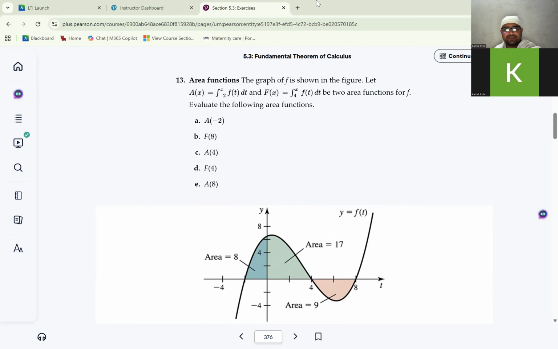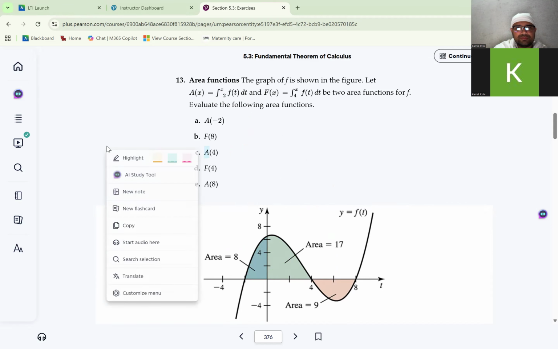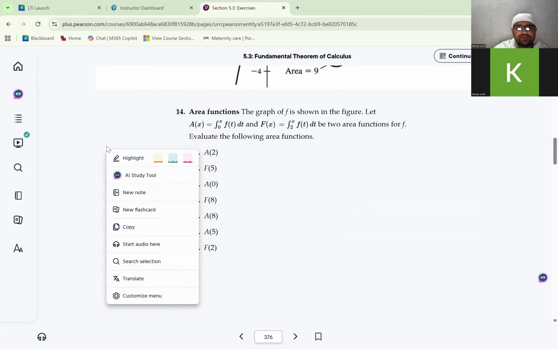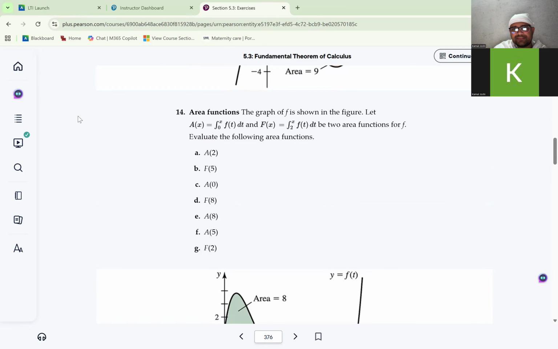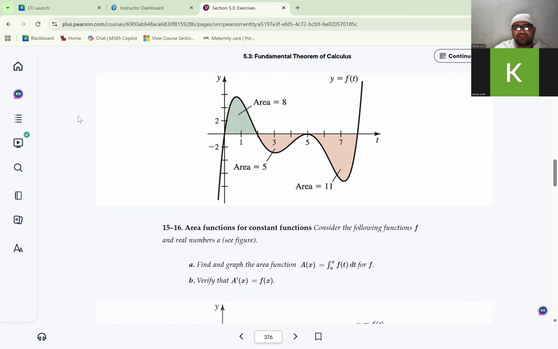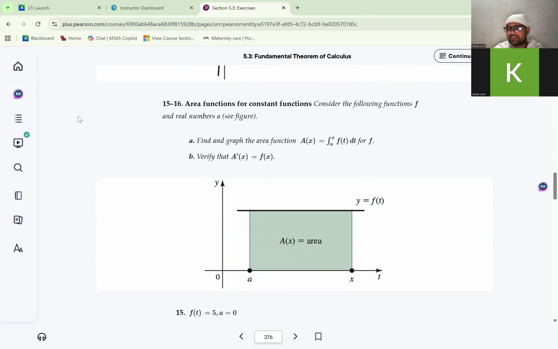Where's my graph? Yeah. Sorry. Let me scroll carefully. The graph is given below and compute. Okay, this next exercise is similar. I'm skipping that. The area functions for constant functions.